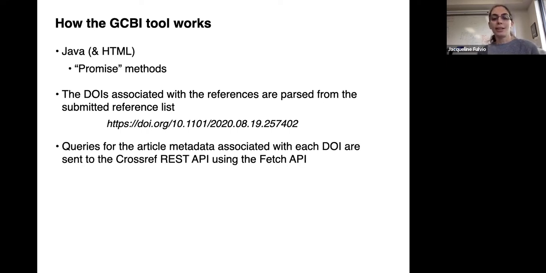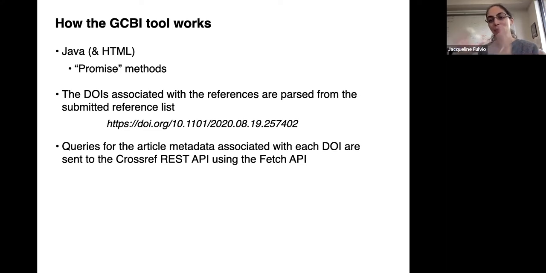All right, and so then the reference list is parsed. The DOIs are then sent to some APIs, for those who may be a little more web programming minded. A RESTful API is basically just an architectural style for an application program, and it uses HTTP requests to access data and then use data.